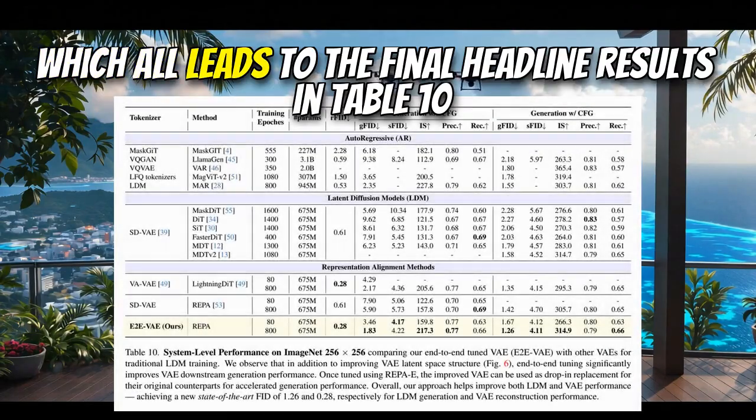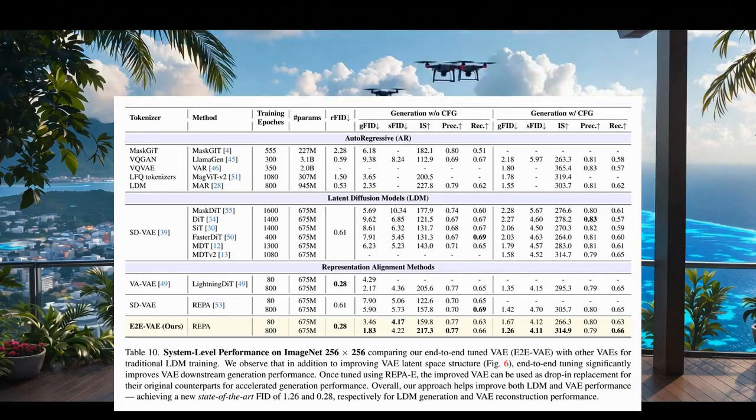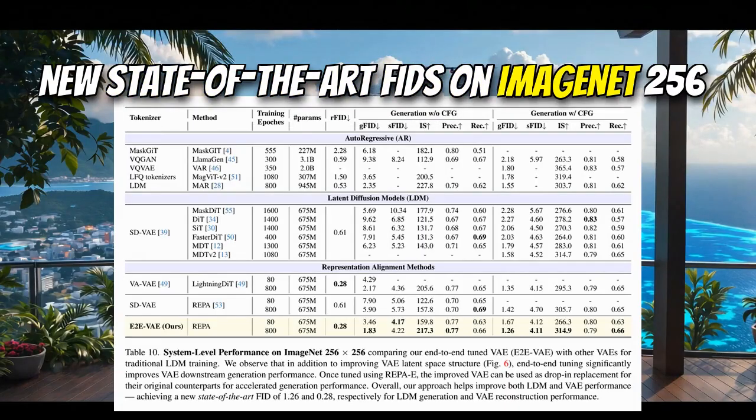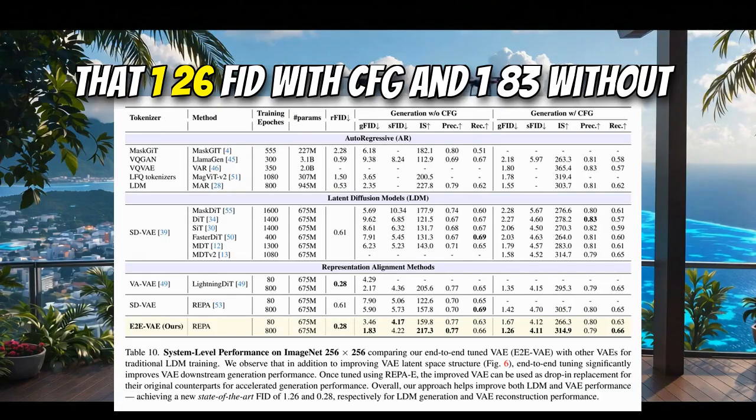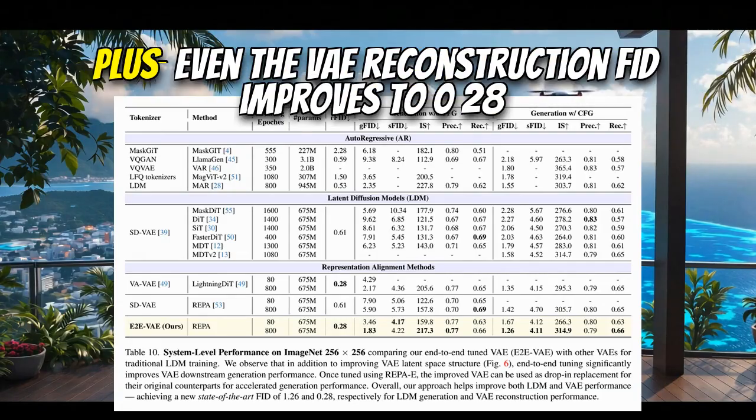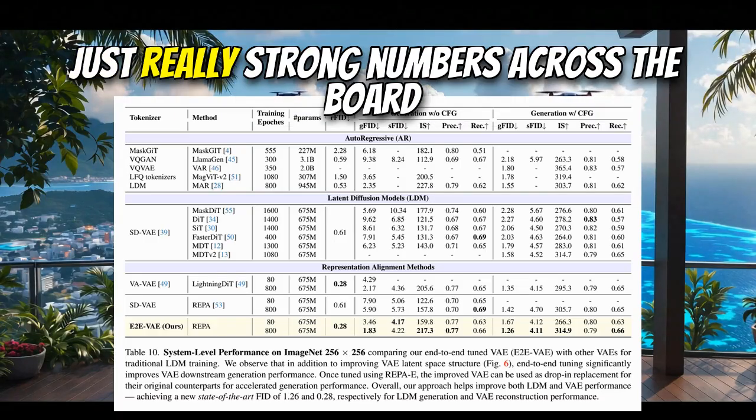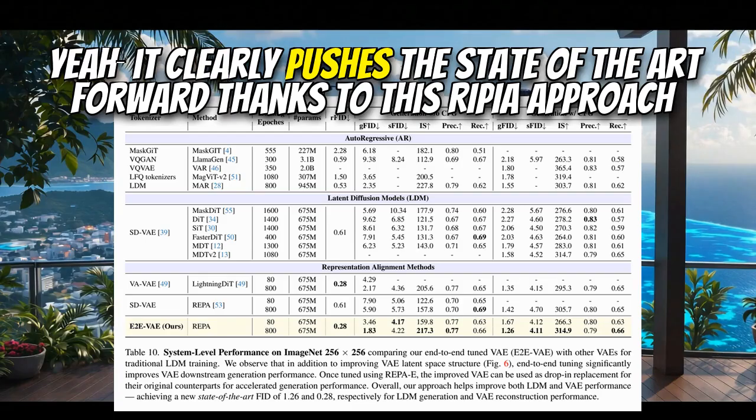Exactly. Which all leads to the final headline results in Table 10. New state-of-the-art FIDs on ImageNet 256. That 1.26 FID with CFG and 1.83 without. Plus, even the VAE reconstruction FID improves to 0.28. Just really strong numbers across the board. Yeah, it clearly pushes the state-of-the-art forward thanks to this REPA-E approach.